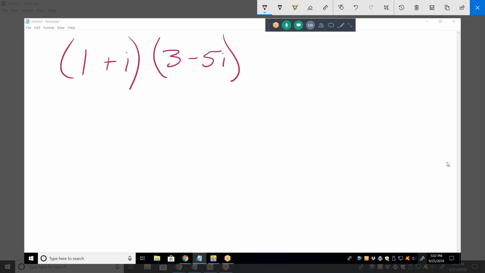Foil it. First, outside, inside, last. So 1 times 3 first. Give me the answer. 1 times 3 is 3. That's the first. Okay. What's the outside? Minus 5i. You are multiplying that times that, and that thing includes both of those terms, the sign and the imaginary part. So it's minus 5i.